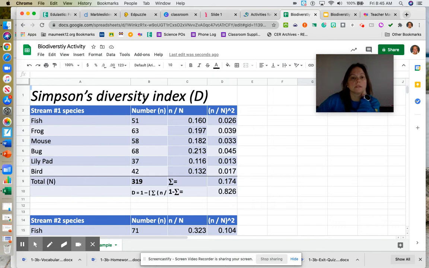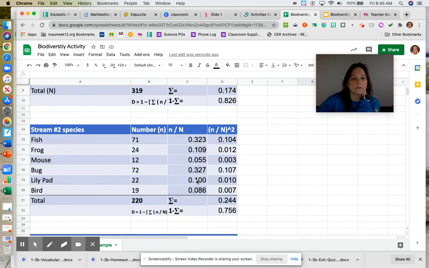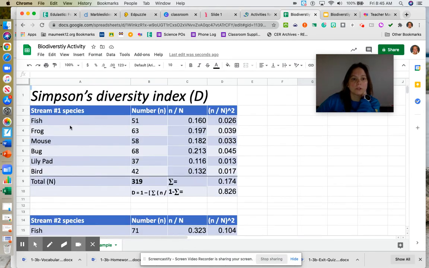So we're going to do the Simpsons index for both stream 2 and stream 1. So we've got 6 species, n, lowercase n, that's your total numbers. You'll be given this number. You need to calculate how many total organisms, your capital N. You'll need that for this C column. So C column is lowercase n, the number, divided by the total number of organisms.